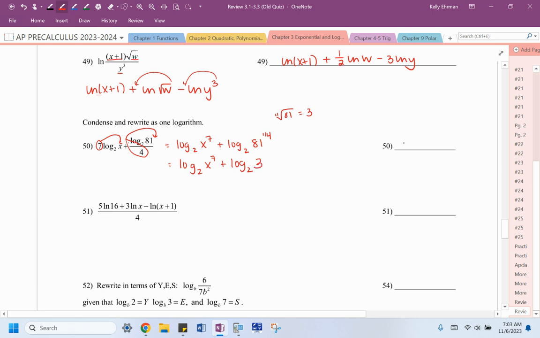And then condense that further. So the log base 2 of, you could say x to the 7th times 3, but that looks weird. So I'm going to say 3 times x to the 7th. The order doesn't matter there.